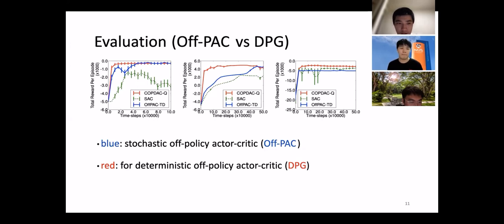And we only focus on the blue and the red dots. The blue is stochastic off-policy actor-critic, and the red is deterministic off-policy actor-critic. Generally, as we can see from the graph, compared with the stochastic policy, the deterministic policy gets a higher amount of rewards, and also it converges faster and with more stability. So next, I will hand over to Junjie.